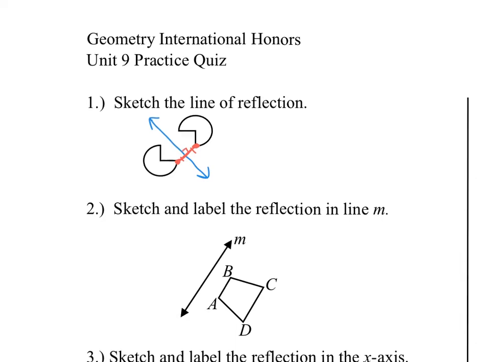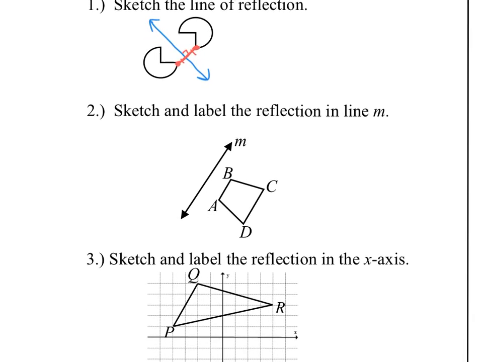Now number 2 says, notice carefully what the directions say, sketch and label the reflection in line M. So we're going to take this quadrilateral, we're going to reflect it in line M. So if you were to do that point by point, let's start with point B. I don't know why I picked B, but that's where I'm going to start.